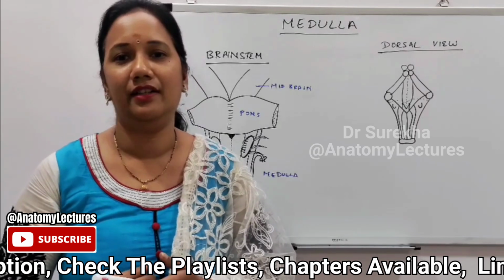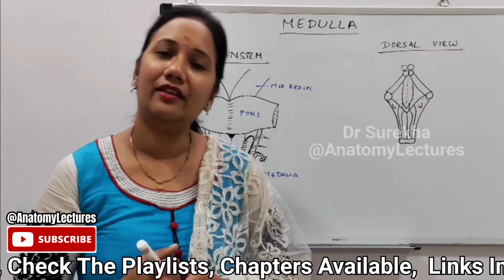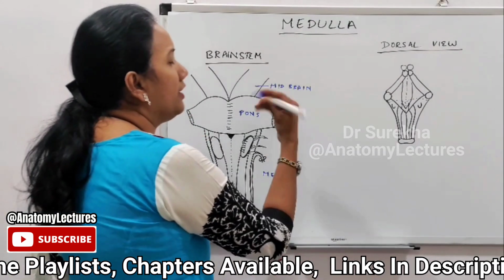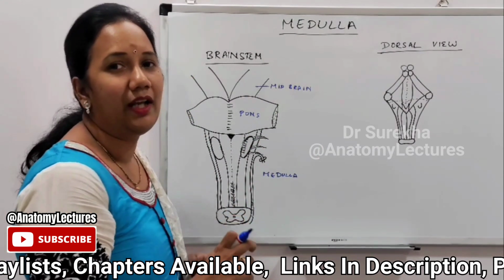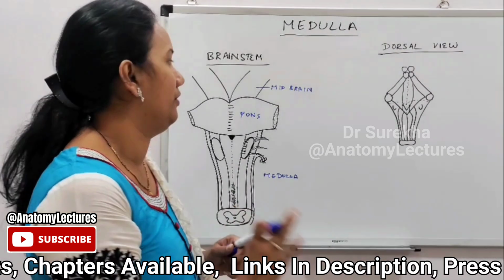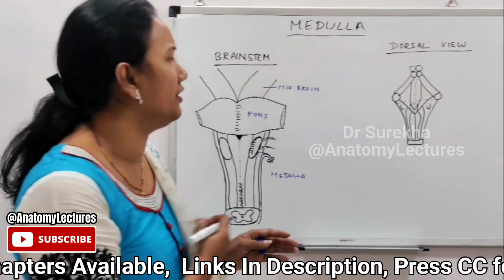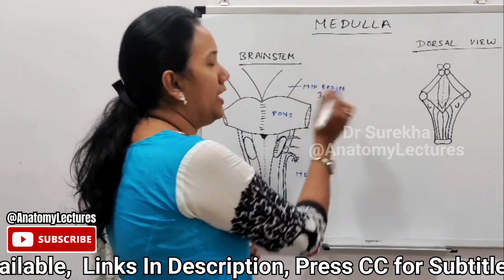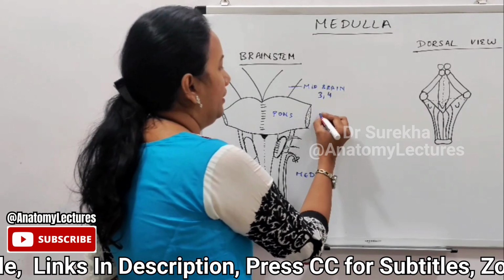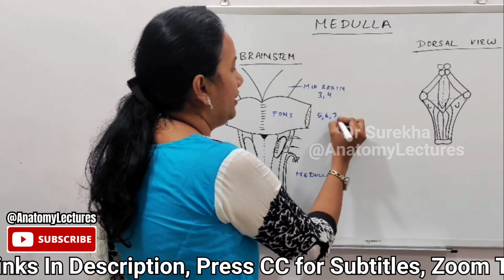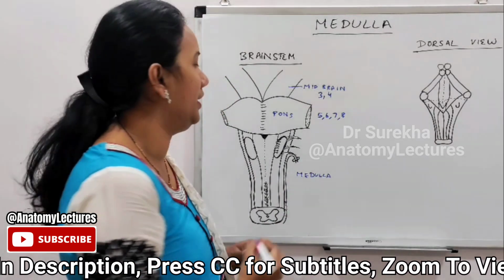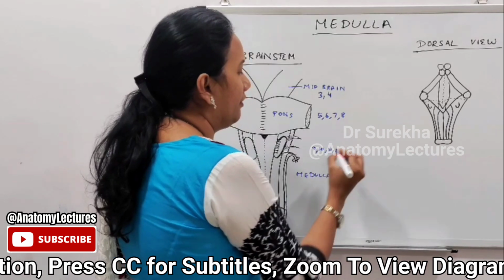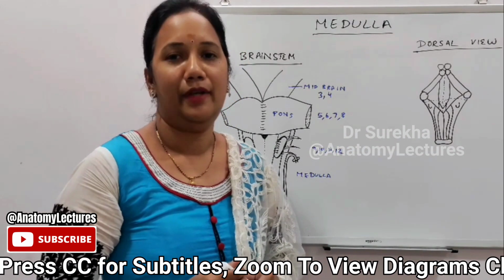The remaining cranial nerves emerge from the ventral aspect of the brainstem except the trochlear nerve. The trochlear nerve is the only cranial nerve which emerges from the dorsal aspect of the brainstem. As a general rule, the third and fourth cranial nerves emerge from the midbrain, 5, 6, 7 and 8 from the pons, and 9, 10, 11 and 12 from the medulla.